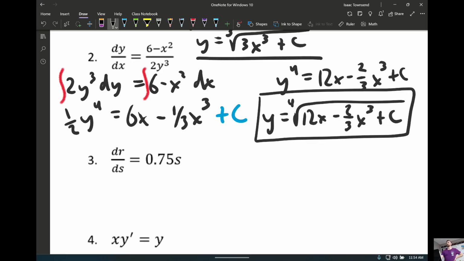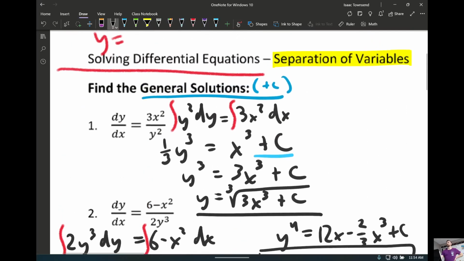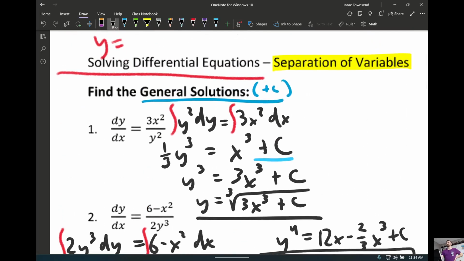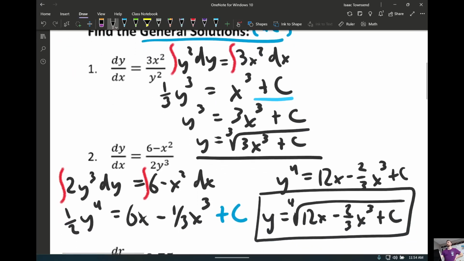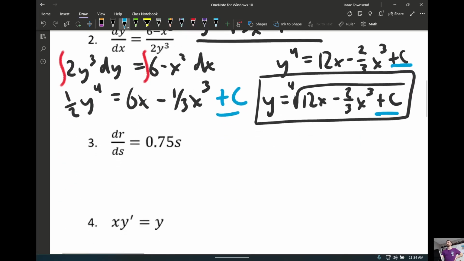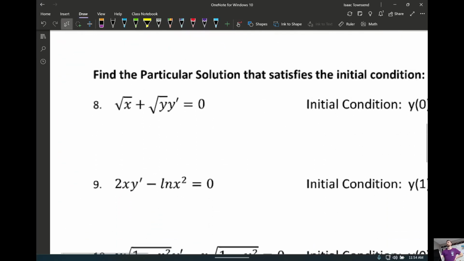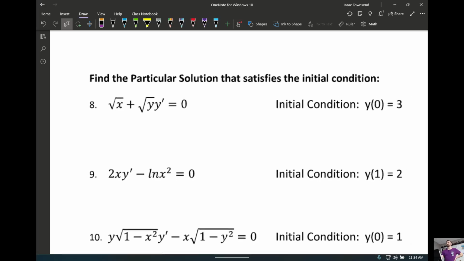Okay, let's go down and let's look at one of the ones where it's not a general solution. General solution is where you just have to throw on the plus c somewhere. We don't have the information to solve for c, so the plus c sticks around. But let's look at just one more today where we can do a particular solution because we have enough information that we can solve for c.